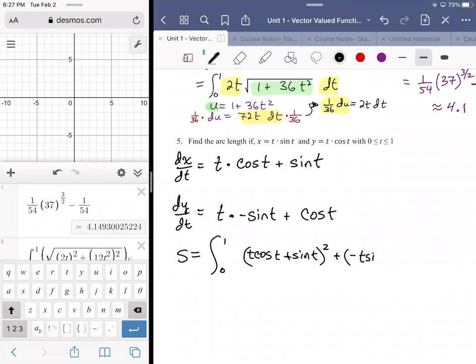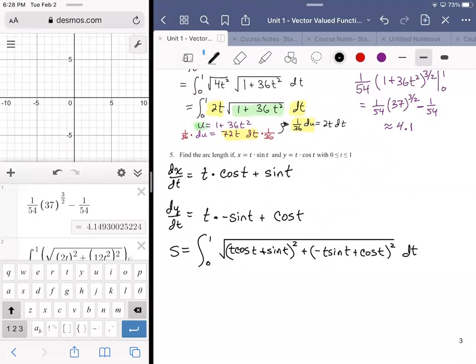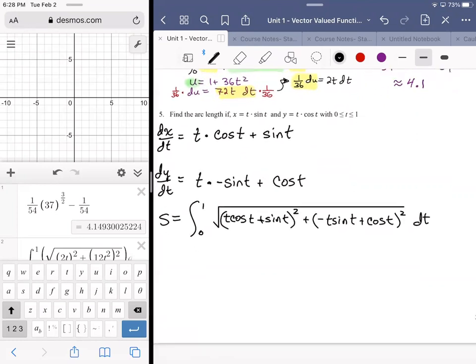Negative t sine t plus cosine t, we're going to square that, and then dt at the end. All right, so it'd take a little doing to type it in, but it wouldn't be too terrible. But let's take a look. Let's see if maybe through simplifying we can make it a little bit more palatable.